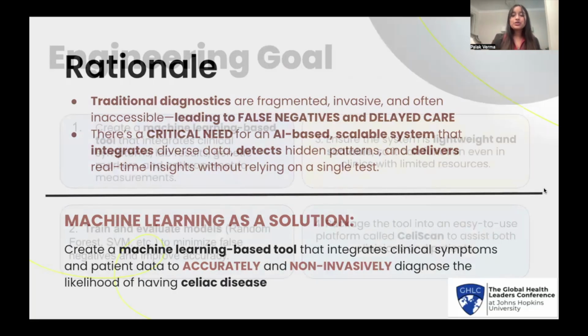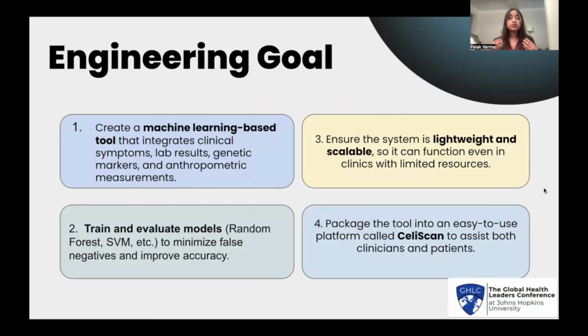Our engineering goals were first to integrate multimodal data, second to train models to minimize false negatives, third to build a lightweight tool for low-tech clinics, and fourth to design a user-friendly platform that can support anyone using it.